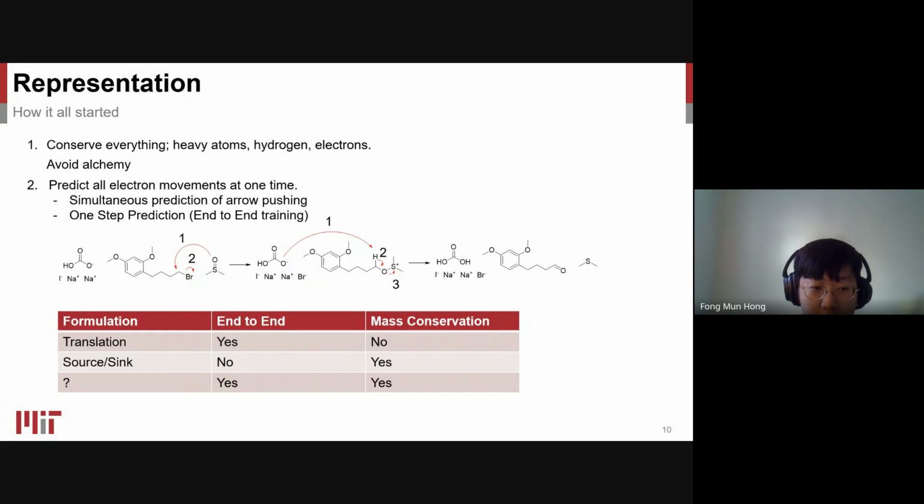So we see that in terms of the translation formulation, it's able to satisfy the end-to-end prediction, where you just create the entire product in one shot, but it fails to do mass conservation. For the sourcing formulation, which is the previous period of this work, we are able to in some way conserve mass, right? But end-to-end prediction means having two models.